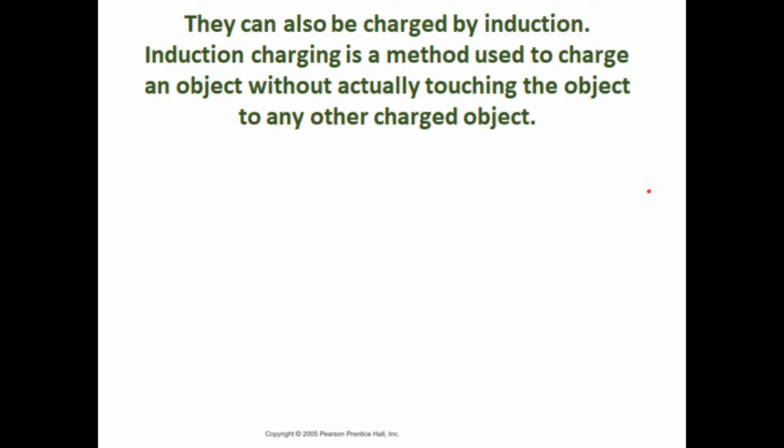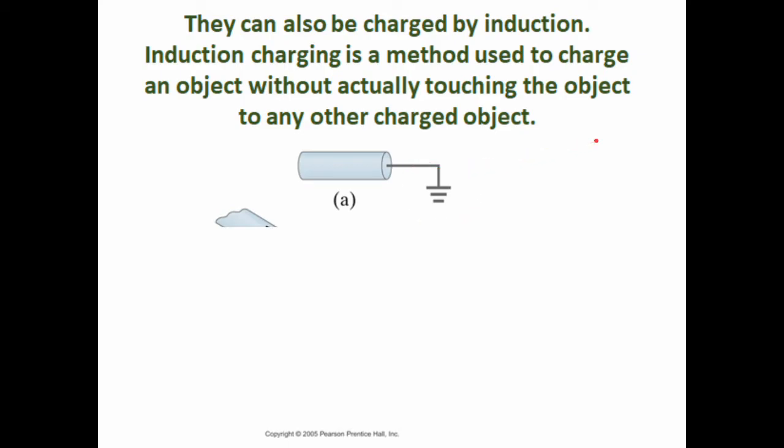We can also charge something by induction. This is a method used to charge an object that is not in contact with an already charged object. So here we have a neutrally charged object, and this one is actually connected up to this symbol here, which represents ground, which is literally the ground. The ground can act as a source or a sink for charges. If I have extra charges, they will run into the ground. If I need extra charges, they will come from the ground.